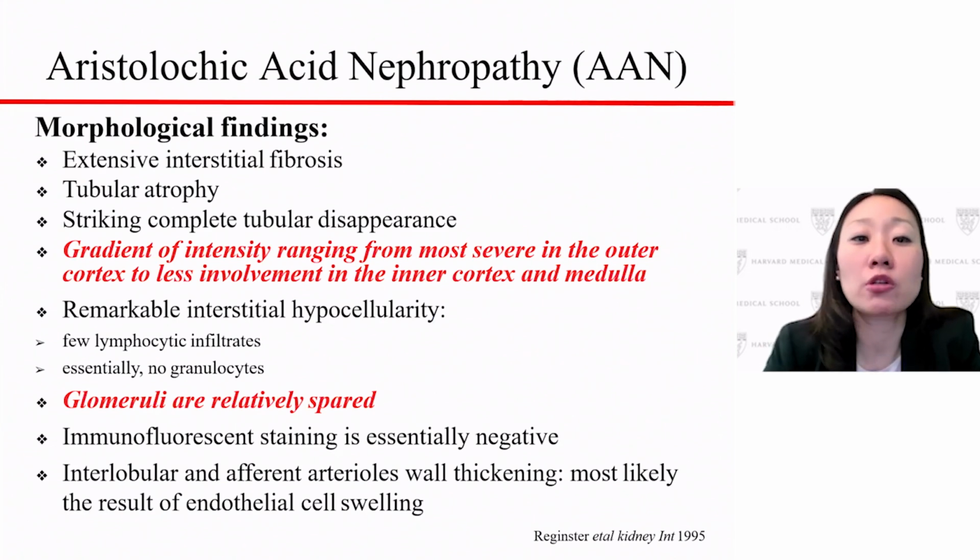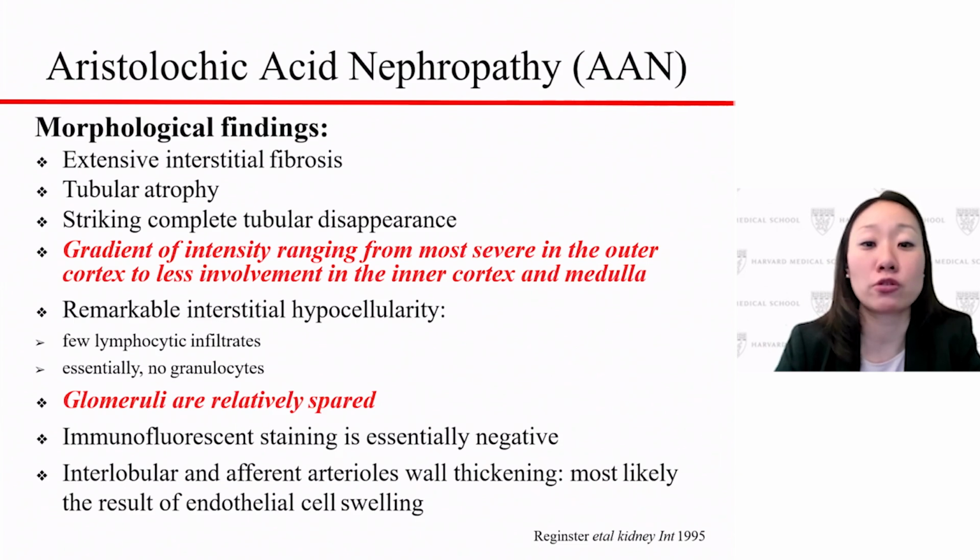And with aristolochic acid nephropathy, which can cause chronic interstitial nephritis, some of the key morphological findings include, in addition to interstitial fibrosis and tubular atrophy, as well as complete tubular disappearance, a gradient of intensity ranging from most severe in the outer cortex to less involvement in the inner cortex and medulla, so thus a stripe appearance. And also of note is that the glomeruli are relatively spared.